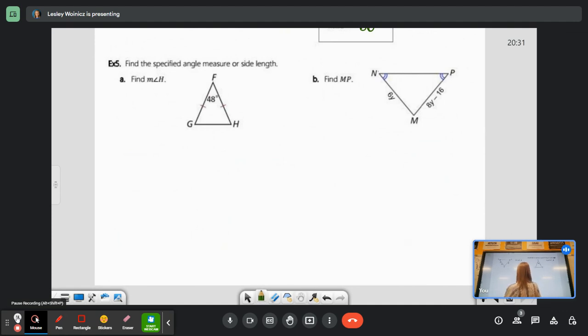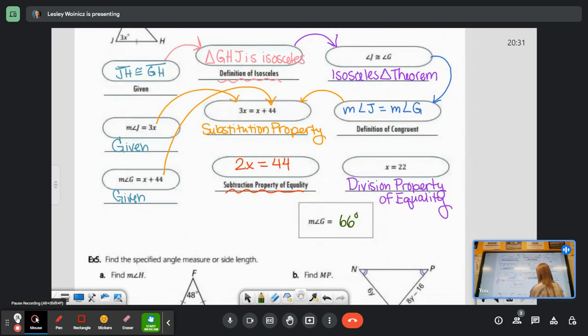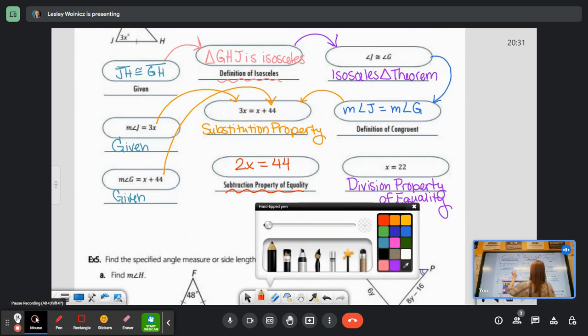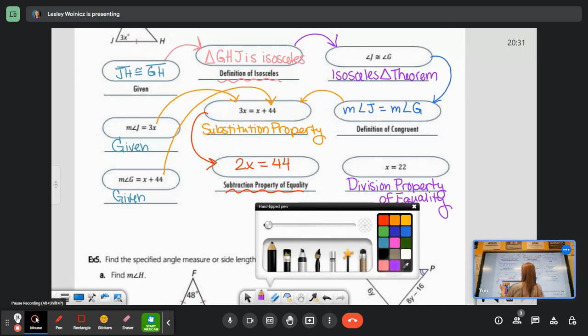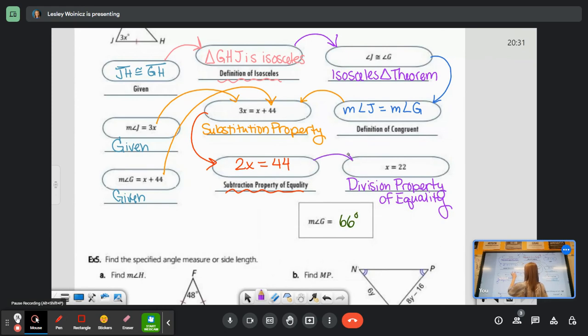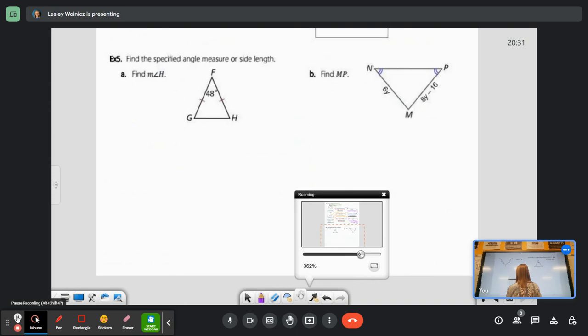Did I connect my last bit of my flow proof? No, I forgot to connect. All right, I knew I was forgetting something. Okay, we went from the substitution property to this step, and then we went from that step to the division property of equality. Sorry, guys. The flow proof needs the arrows, and I'm messed up. All right, let's finish up.